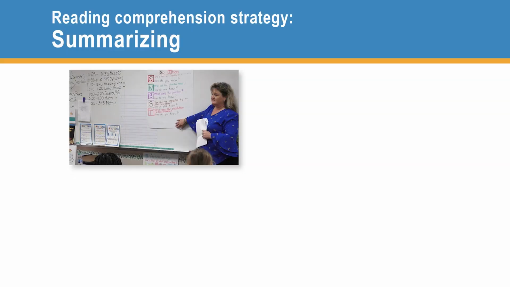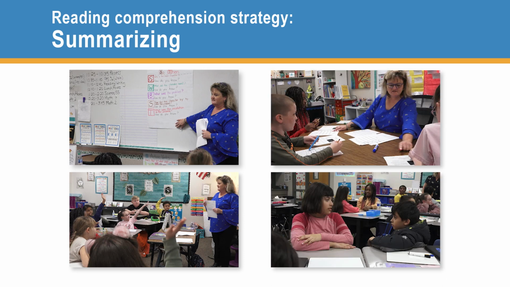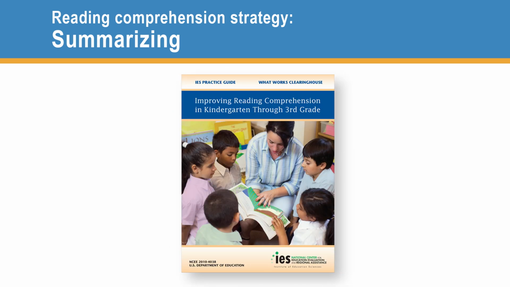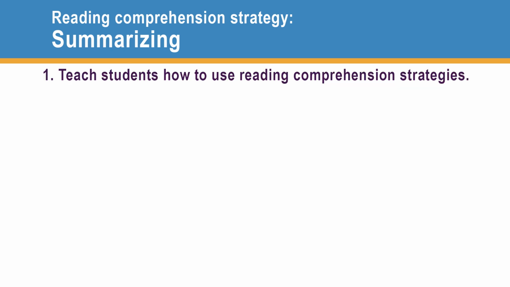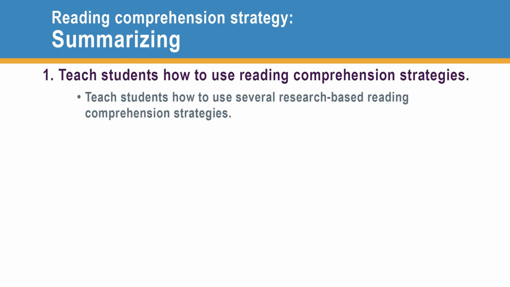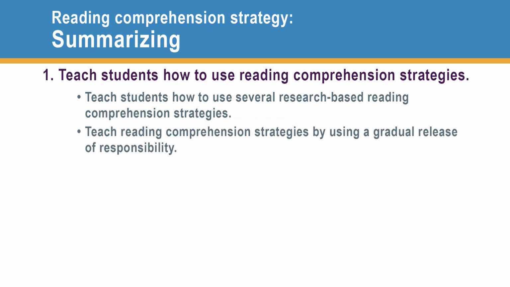In this video, you saw how Ms. Malone taught her students how to use the reading comprehension strategy of summarizing to support a discussion of two narrative texts. Her teaching utilized several teaching strategies for two of the recommendations in the Improving Reading Comprehension in Kindergarten through 3rd Grade Practice Guide. As described in Recommendation 1, at several points in the lesson, Ms. Malone reviewed with students the purpose and structure of a summary. Ms. Malone also used a gradual release of responsibility to give students practice using the summarizing strategy more independently, either in the small group or with a partner.